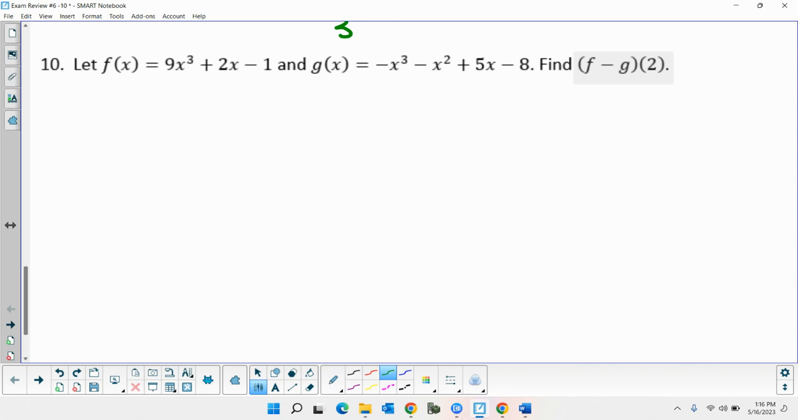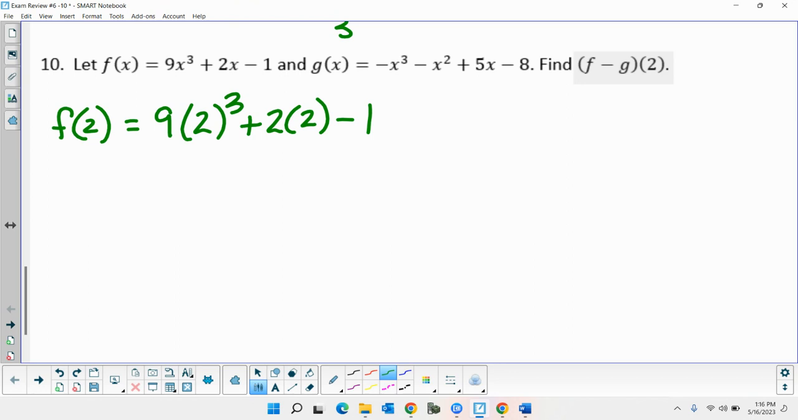Okay, here's what I would do. 2 ways to do this. I like doing it this way. If it's f of 2, what does that mean I do with the 2, Zane? Yeah, put it in for x. So what's 2 cubed? 2 times 2 times 2. 8 times 9? 72. 2 times 2? 4. 72 plus 4, minus 1? 75.